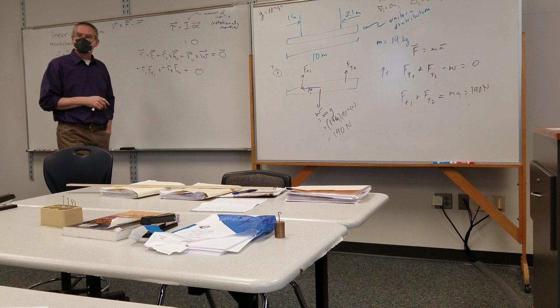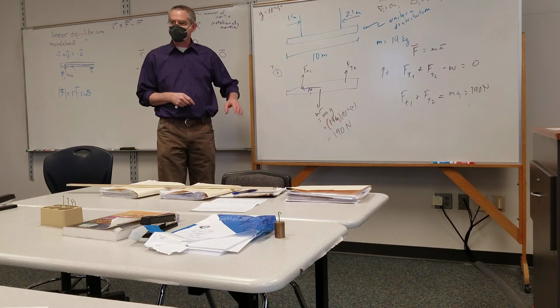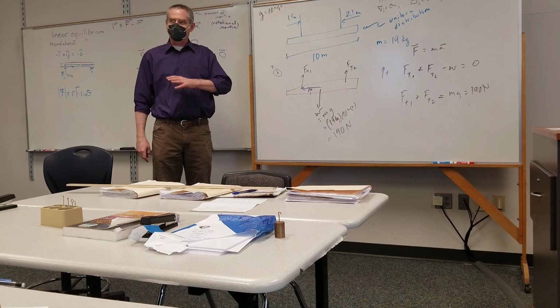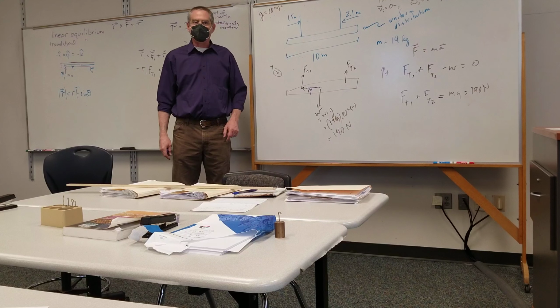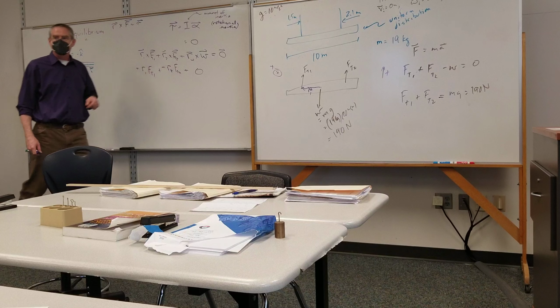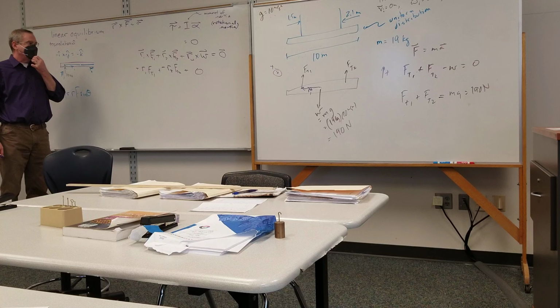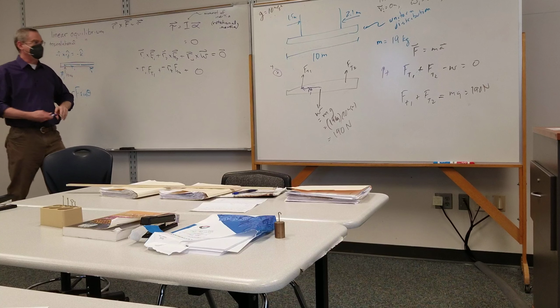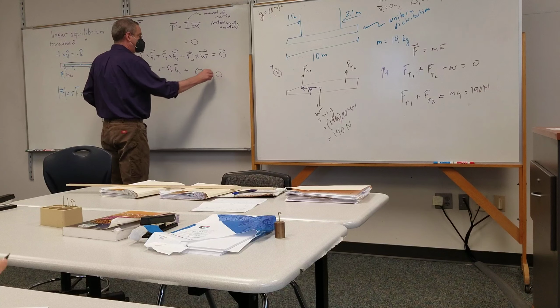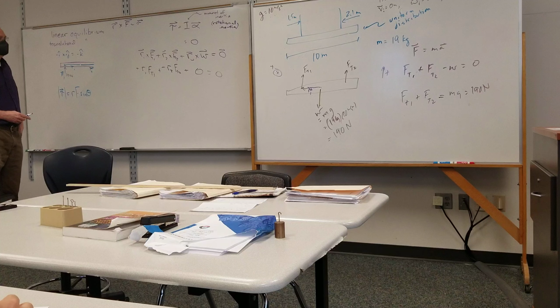Typically, when you pick an axis for something where it's not obvious, you pick some place that's going to eliminate a term. So by picking it here, here, or here, we would have eliminated one of the torques. The weight is not necessarily the simplest way, but perfectly fine. So we're still trying to find FT1 and FT2.